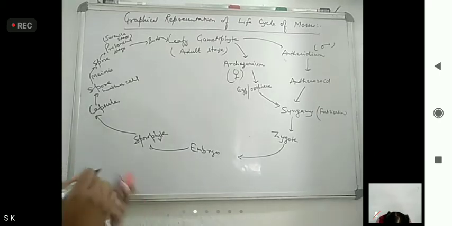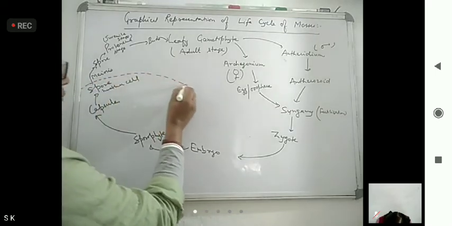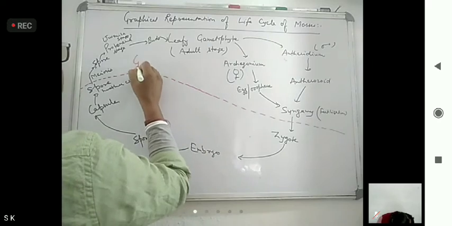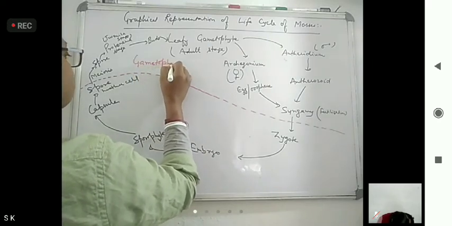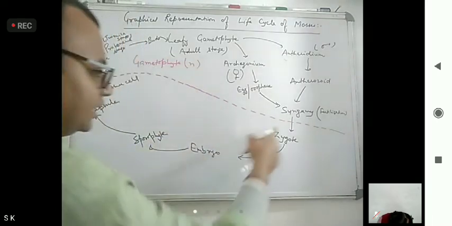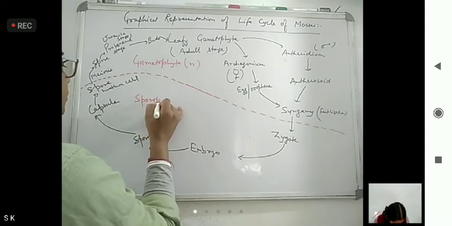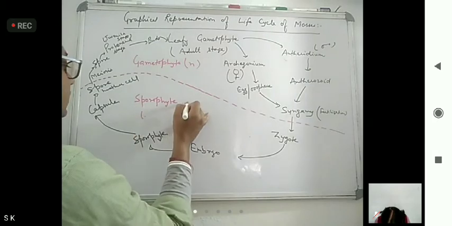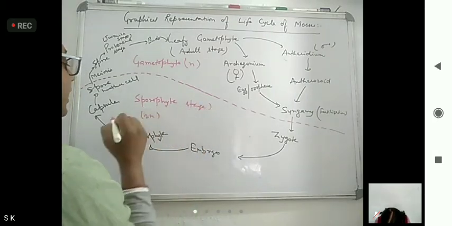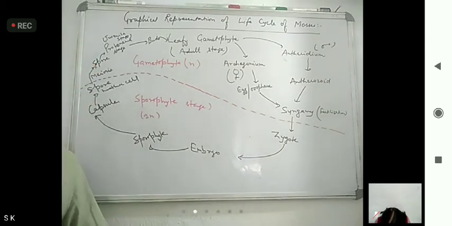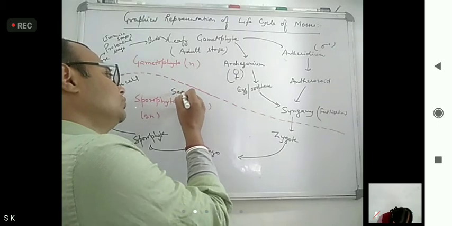Okay, now up to this, this is having what? Gametophyte stage. Gametophyte or haploid stage. And because here everything is diploid, it is the sporophyte stage, or it is diploid in nature. Okay, so this is the graphical representation of life cycle of mosses. This is where sexual reproduction takes place.